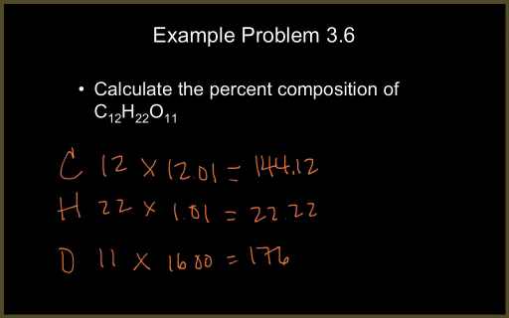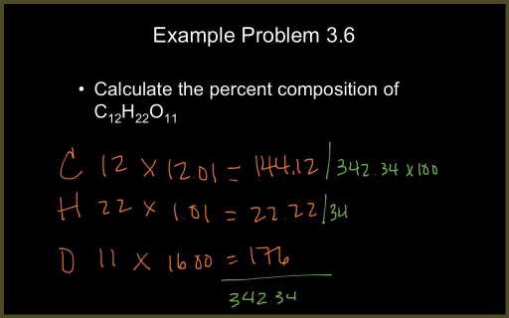Okay, so after I do that, I'm going to divide by the total. If you remember from that previous example, my total here was 342.34 AMUs. So I'm going to take each one of these and divide by 342.34 and then multiply by 100 to get my percent. That'll give me my final percent here.